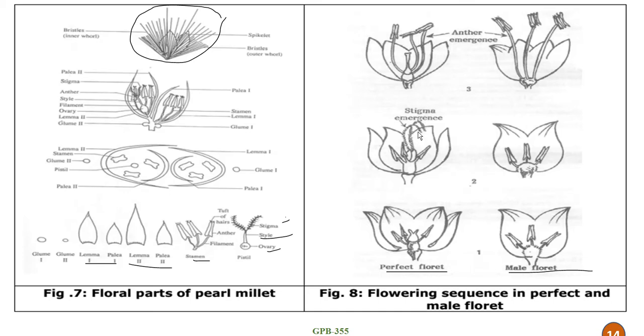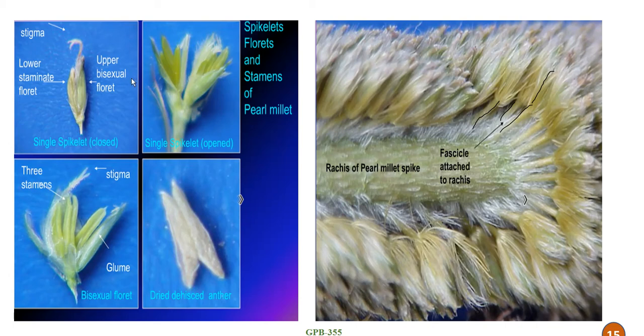The stigma emerges out 2 to 3 days before the anthers, as we can see here. But in the case of the staminate flower, there are only the anthers, and they emerge after the perfect flower's anthers emerge. So this is the floral structure of bajra or pearl millet. We can see in the diagram also the stigma, the bifeathery or bifid stigma, then the staminate florets here. We can see in the single spikelet that the anthers are present at the center.